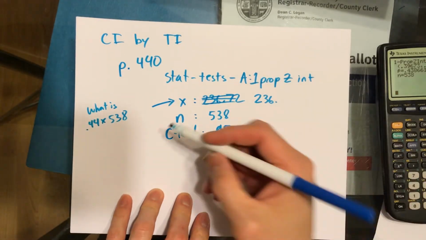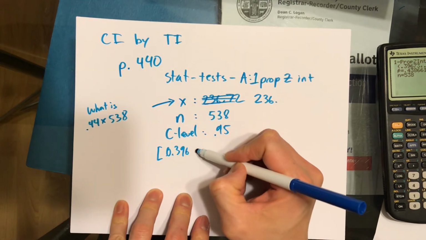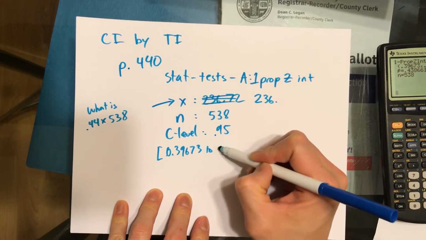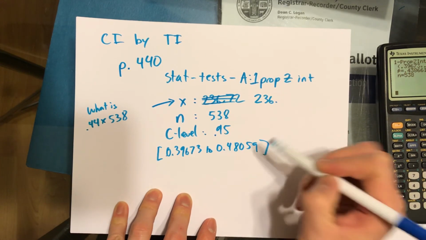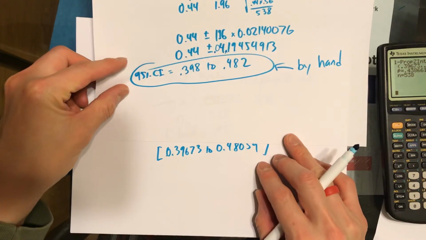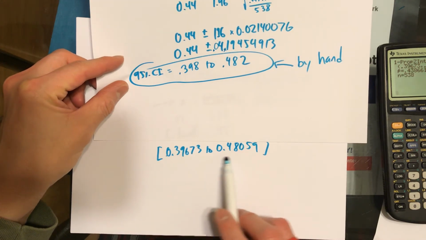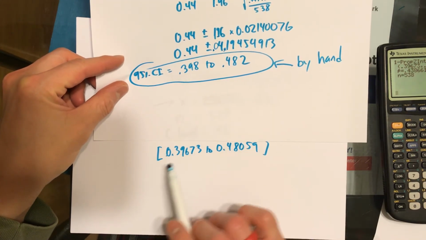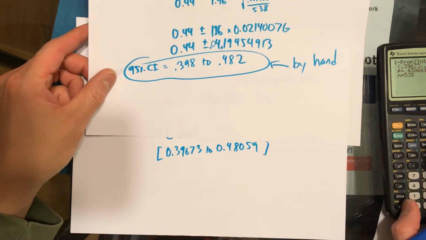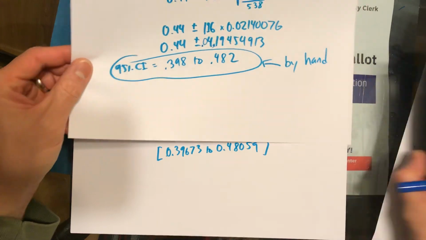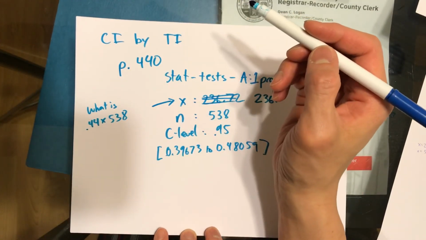So now your confidence interval goes from 0.39673 to 0.48059. And how does that compare to our previous one? Pretty close, right? Pretty close. Again, with rounding, the answer changed a little bit. Okay? So that's how you do it on your calculator. Please try that. Oh, this is part A.